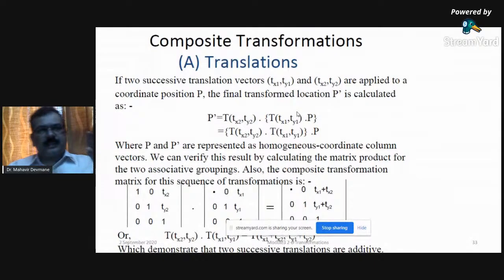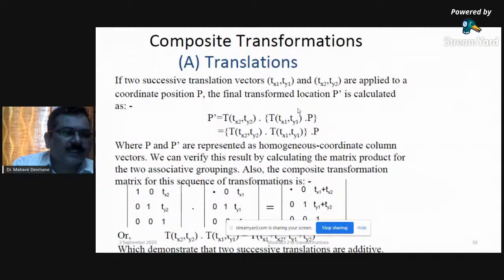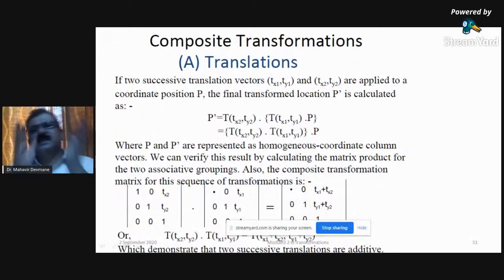First I have taken the object and moved it here. Then again I have taken the object from that location and moved it ahead. So this is two translations. How can this composite translation work? Instead of doing it two times, whatever is the first translation, I add it with the second translation. As you are able to see on the screen, the final translation value for tx will be tx1 plus tx2, and for ty it will be ty1 plus ty2.